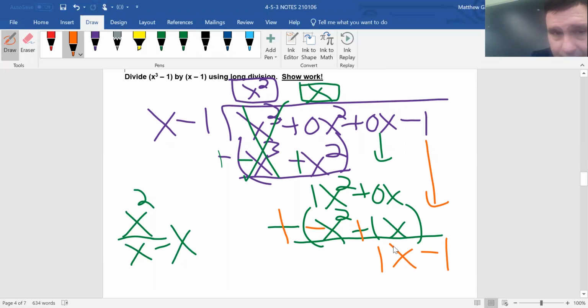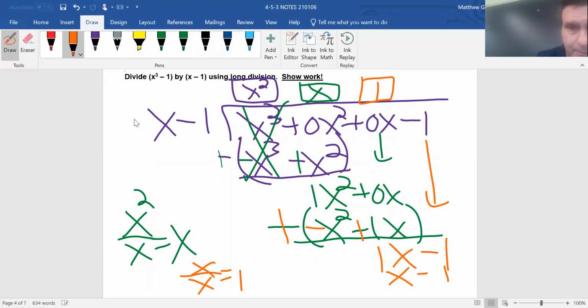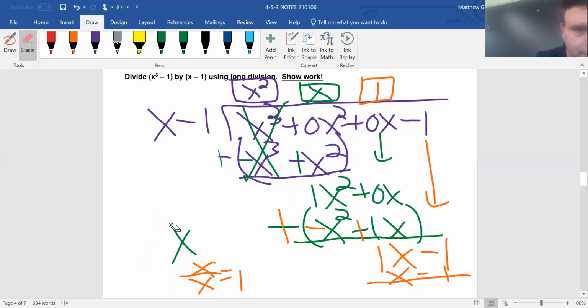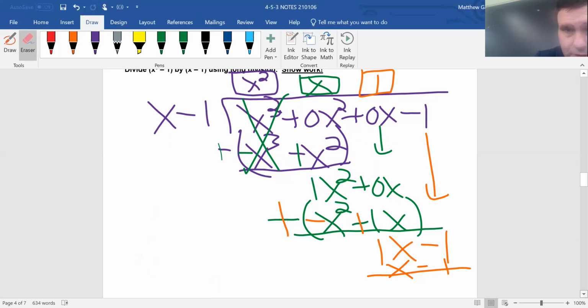And now we just divide x by x. And that's +1. So here we got a +1. 1 times x is x. 1 times -1 is -1. So you got no remainder in this question. What you have up there looks like your quotient. So we're just going to show this.